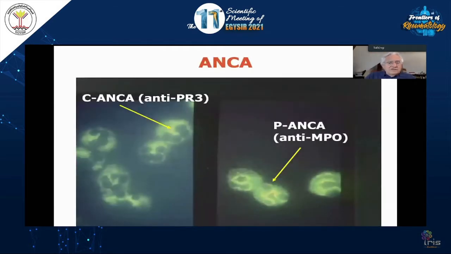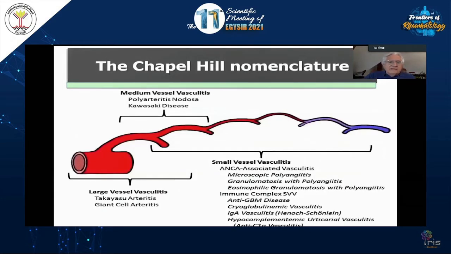The ANCA are shown here in immunofluorescence, cytoplasmic when anti-PR3 are present, and perinuclear when anti-MPO are present in ELISA. These ANCA have defined a part of the small vessel vasculitis category in the Chapel Hill nomenclature, and you see here this group of 3 vasculitis, MPA, GPA, and EGPA. But there are other small vessel vasculitis due to other mechanisms like immune complexes.